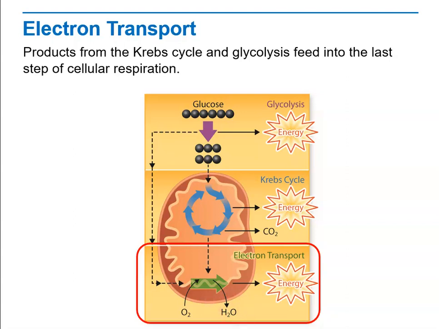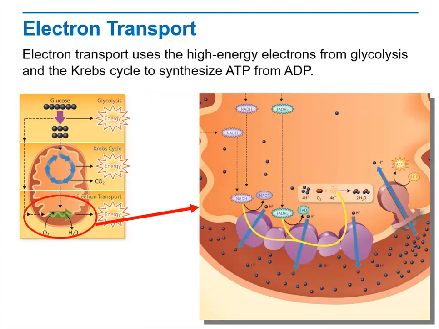In fact, most of the energy, or most of the ATP generated in cellular respiration, is generated in this step, electron transport. NADH and FADH2 are byproducts of glycolysis and the Krebs cycle. Pause the video and find where these high-energy electrons are coming into the electron transport chain. Then hit play to resume.